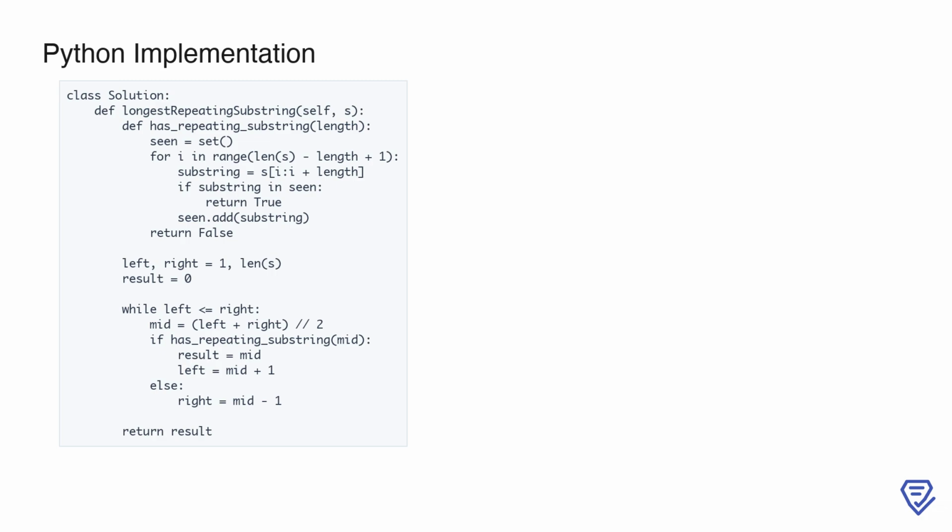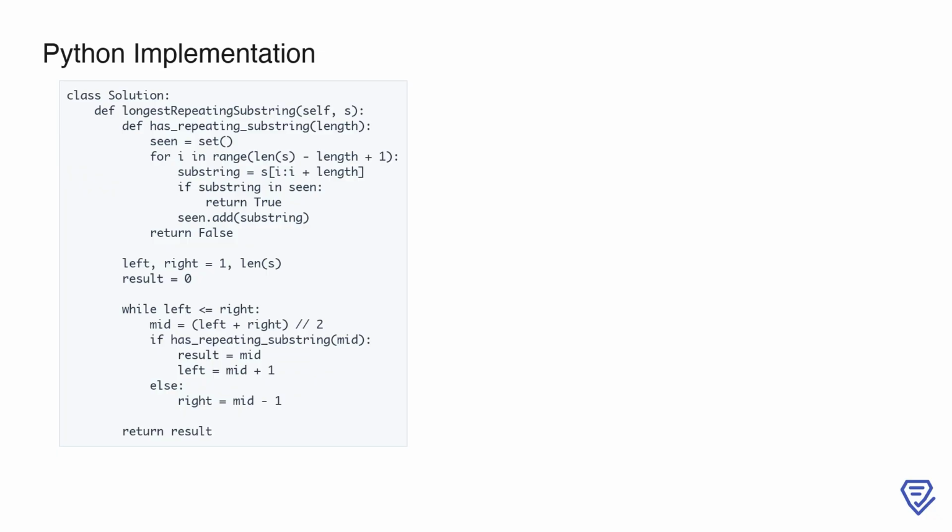This helper checks if there is any substring of a given length that repeats within S. To do this, it iterates through all substrings of the given length, storing each one in a set. If a substring is already in the set, it means it repeats, and the function returns true. Otherwise, it keeps adding new substrings to the set. If no repeats are found, the function returns false.